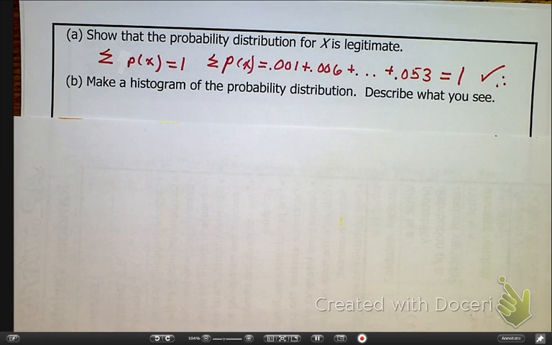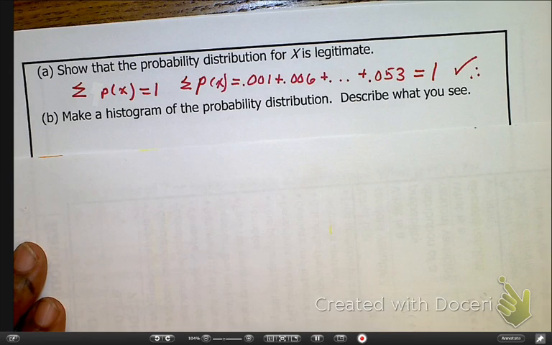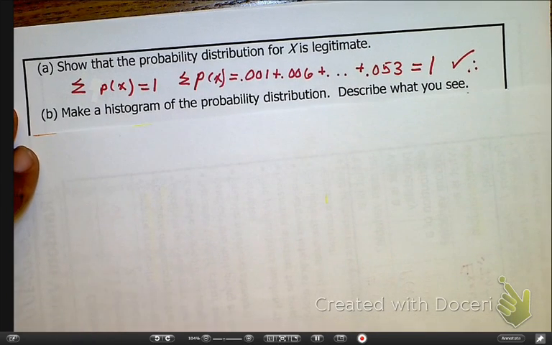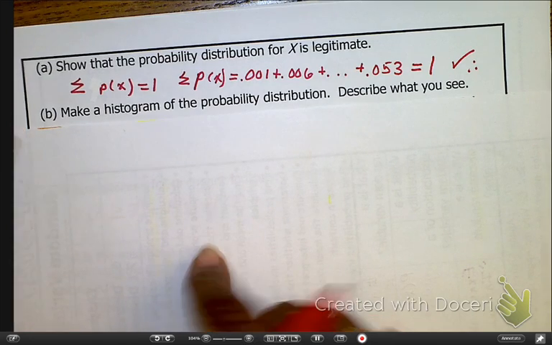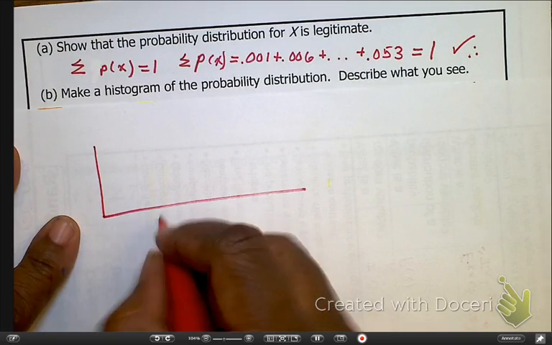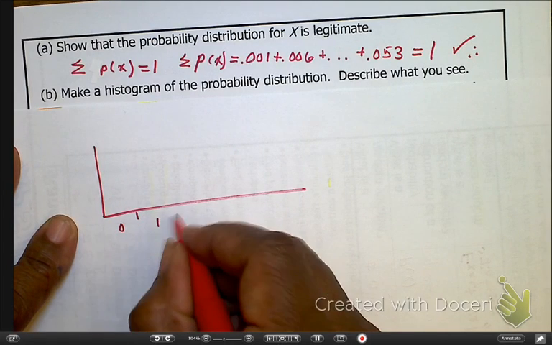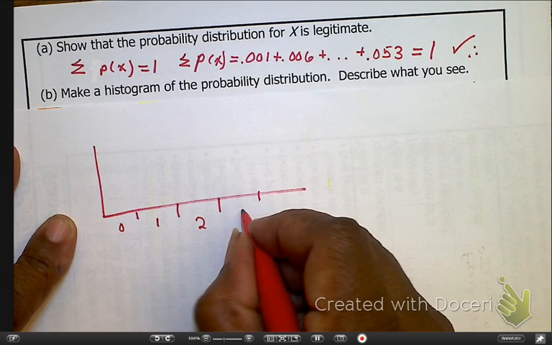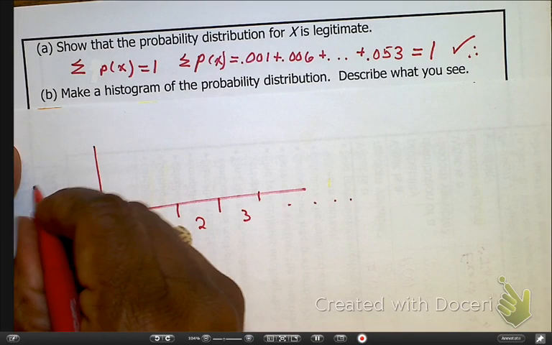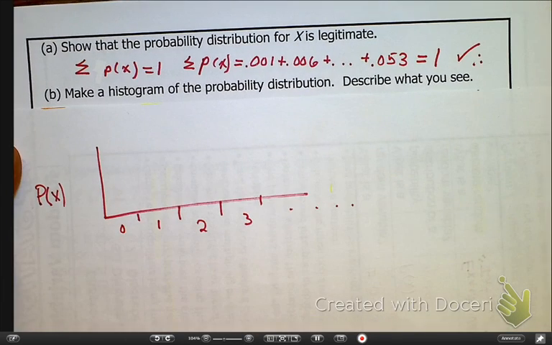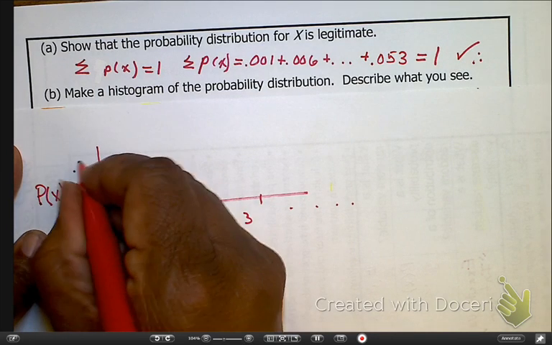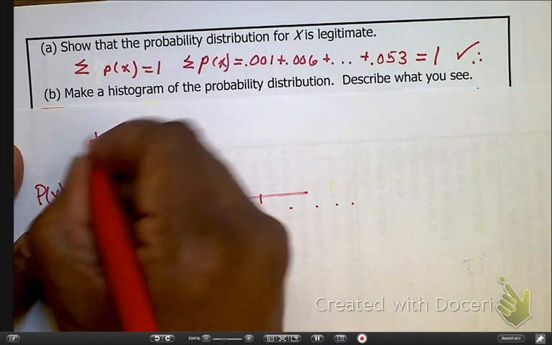We've done the checking. The next thing we're doing is making a histogram. Remember, a histogram is a bar graph in which the sides are touching. So right here, my discrete random variables go here. So this is 0, 1, 2, 3, and so on and so forth. My probabilities go up here, the probability of the discrete random variables. So here I'm going to make that a 10, 20, and I'm going to move up all the way to 50.